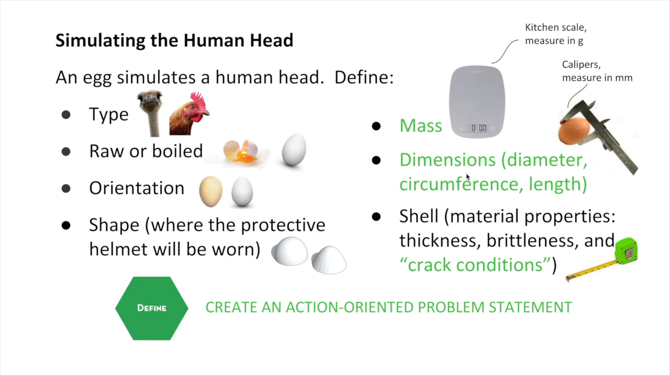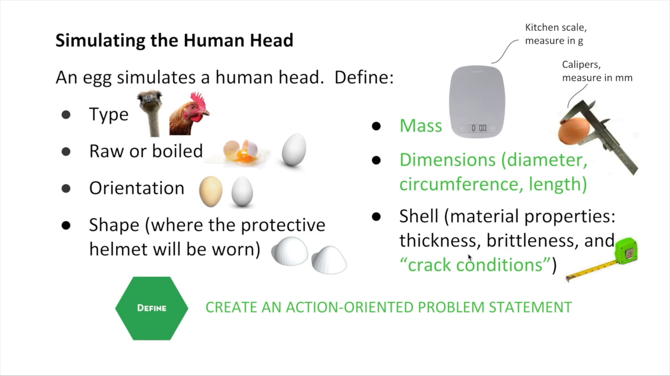Then we'll need to measure the dimensions of the eggs. The diameter, the circumference, the length. What are the ways in which we can quantify the size of this egg? And I think what makes most sense is to measure the width here, from which we could compute circumference, but using calipers we can measure that width, and the length from here to here. And we have calipers in the lab which you will be using to make those measurements in millimeters.